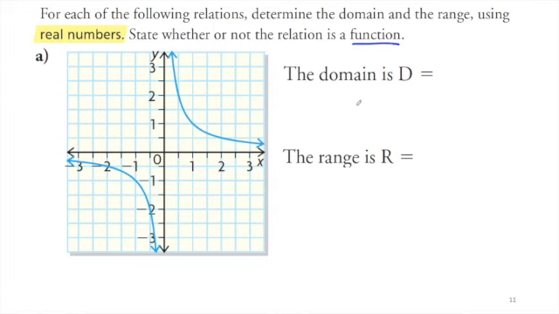Okay, so for this first one, your domain. So remember, domain is your x's. And what you're doing when you're looking for domain and range is you're looking for your restrictions. Domain and range. You're looking for restrictions on that graph.